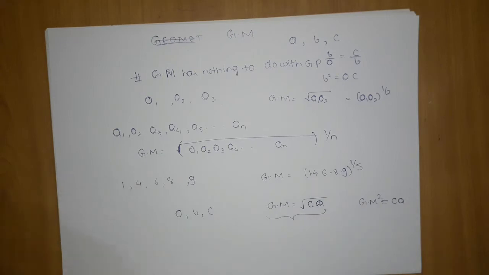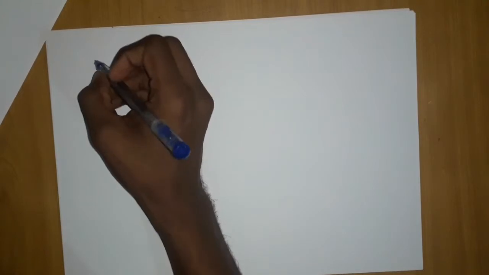One more thing. We have discussed that GM has nothing to do with GP. There can be any number of terms, and we can find its GM as the product power 1 by the number of terms. Now we will discuss the second case. We will discuss it here only.